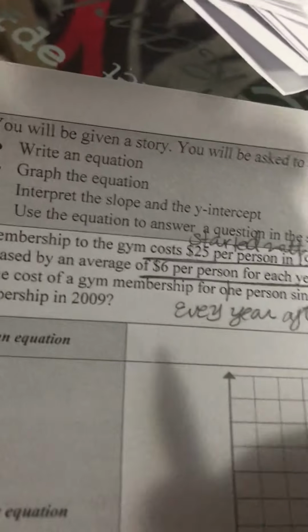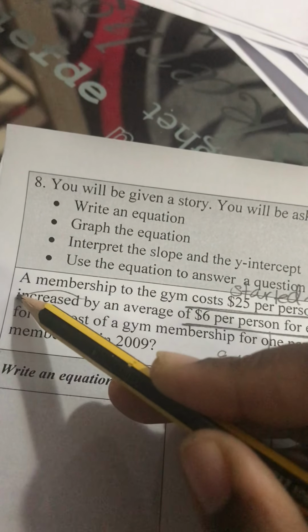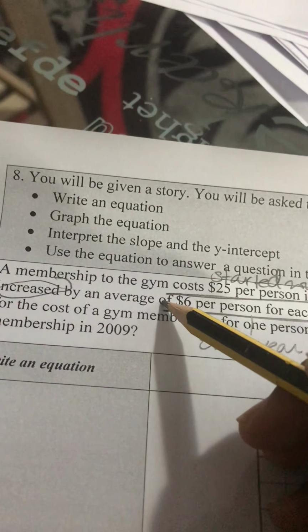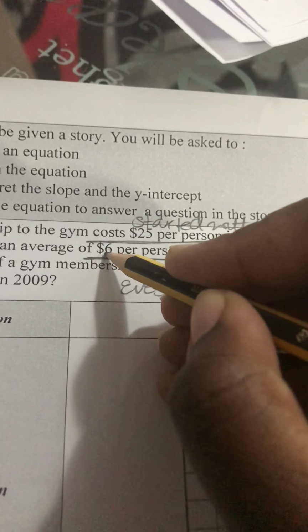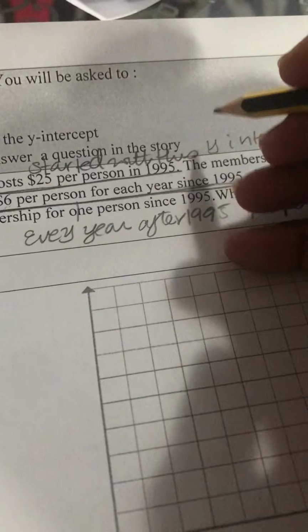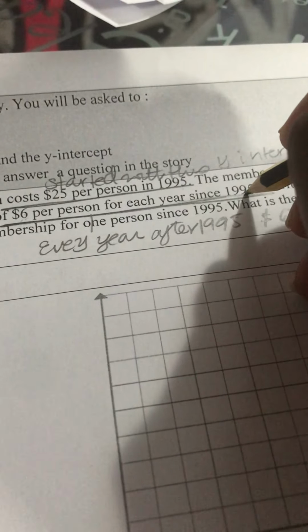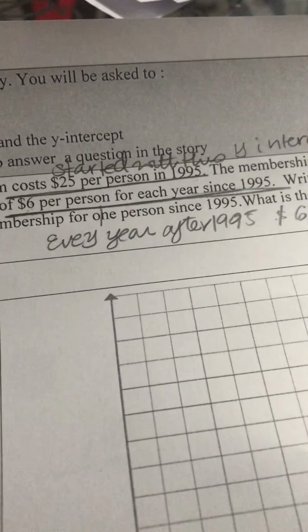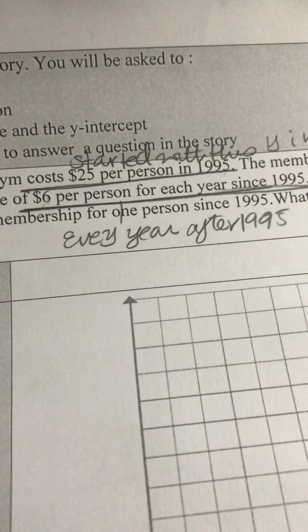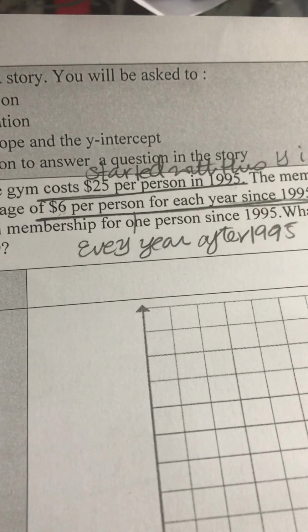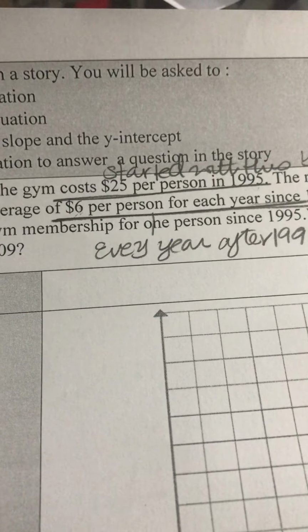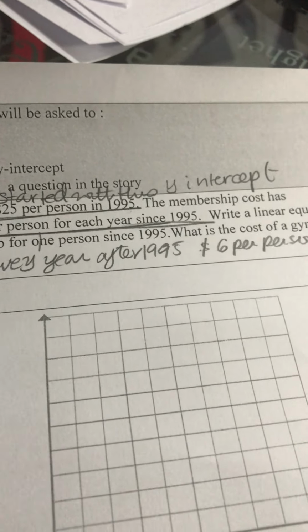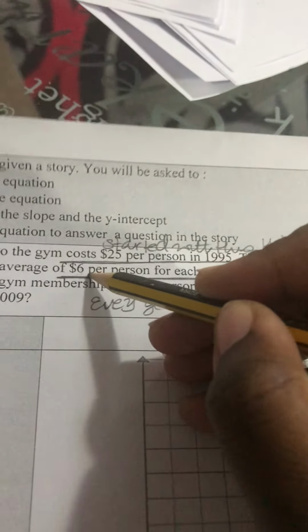The membership cost has increased by $6 per person. So that means this amount is going to be positive for each year since 1995. After 1995, every year it went up. Every year the person was charged $6 more than $25. Okay? So now I'm starting to think, for how long has this person been charged $6?